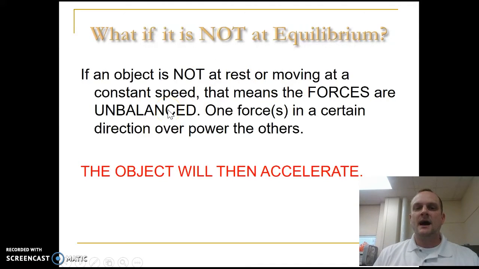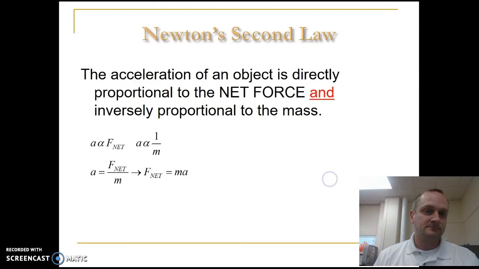And so this means that the object is not going to stay at rest, or it's not going to continue moving at a constant speed. So that means the object must accelerate, right? So unbalanced forces cause accelerations. That's really important to understand. An unbalanced force will cause an acceleration.